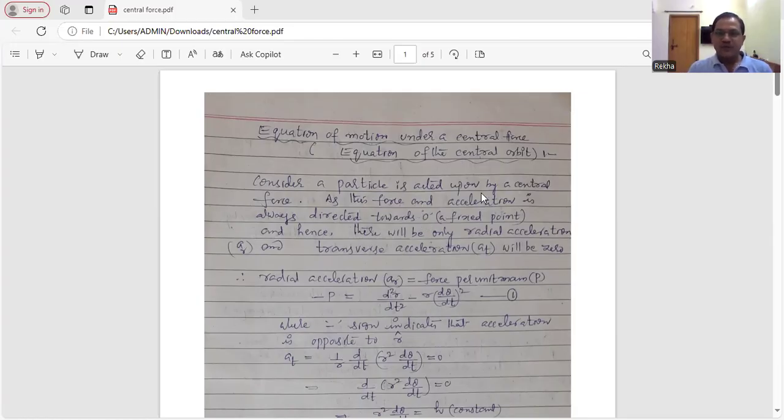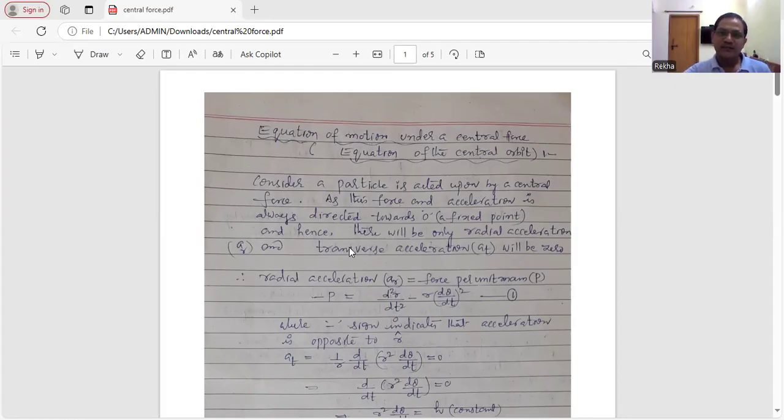Now I am going to discuss the topic equation of motion under a central force. It is also called the equation of the central orbit. Let us consider a particle moving under the central force. When the particle is subjected to the central force, it has only the radial acceleration. Hence, its tangential acceleration is equal to 0.